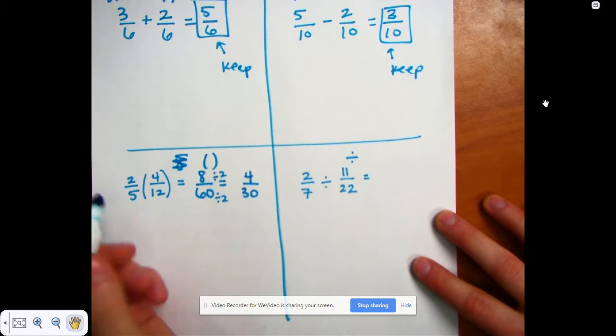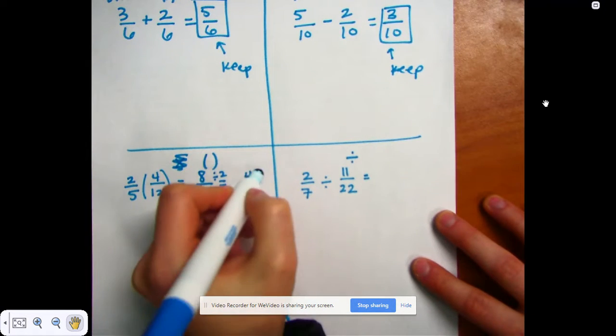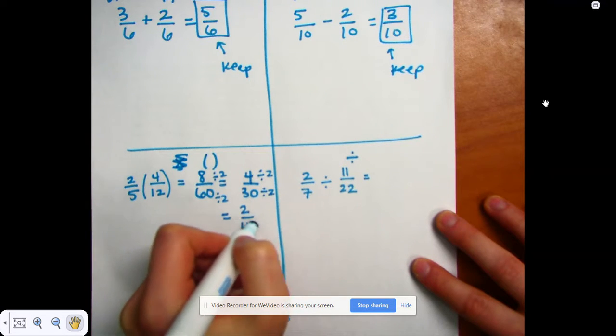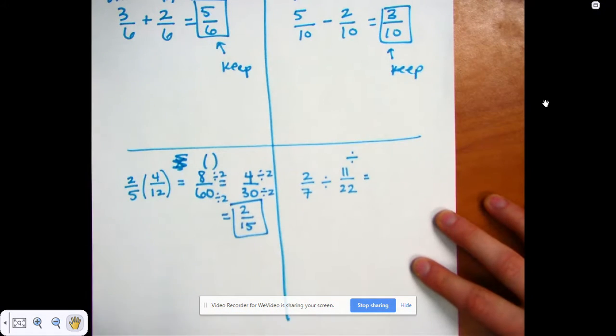Well, I can see there's another thing they have in common. There's another 2. So divide by 2 again. I get 2 over 15. And that is my final answer. That's simplifying after I multiply.